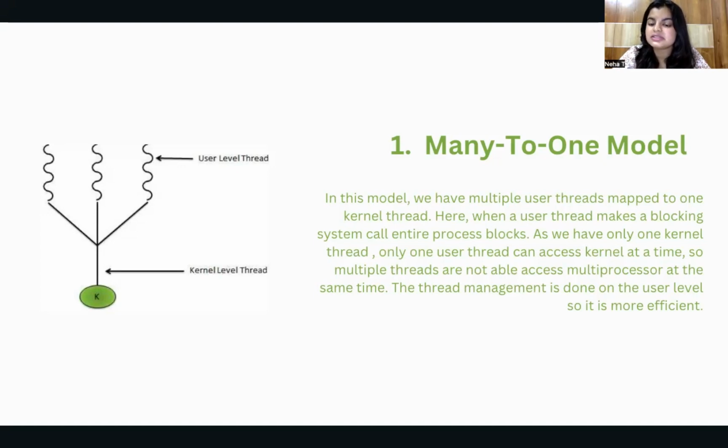So multiple threads are not able to access the multiprocessor at the same time. The thread management is done at the user level, so it's more efficient. Since we have only one kernel thread, each user thread has a particular time to access it. All the threads together cannot access the kernel level thread. This is what we have in the many to one model.